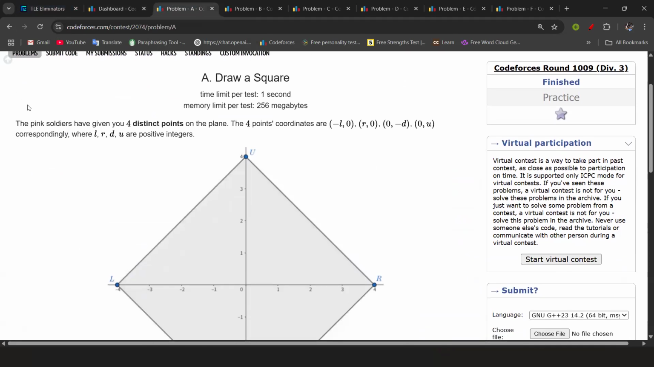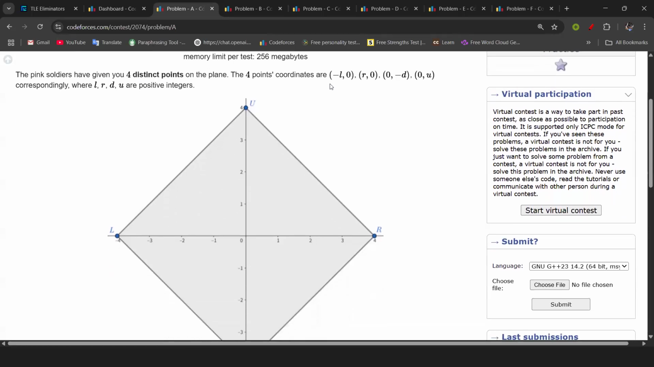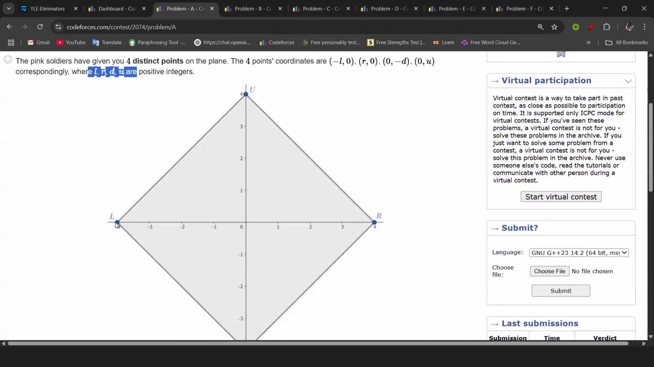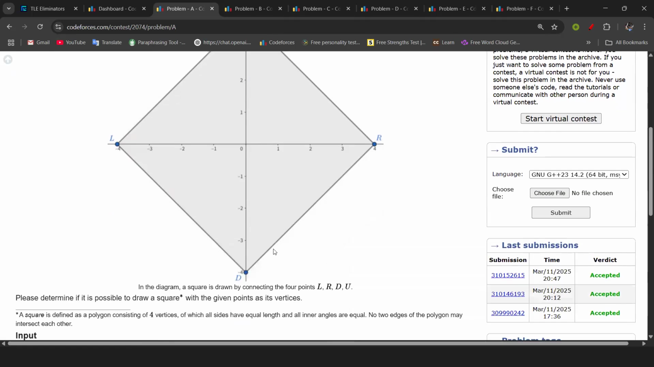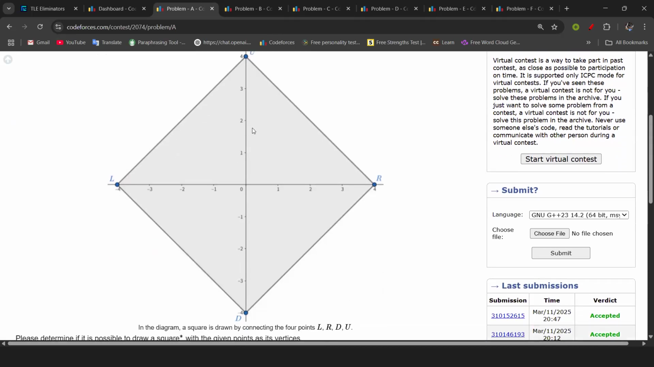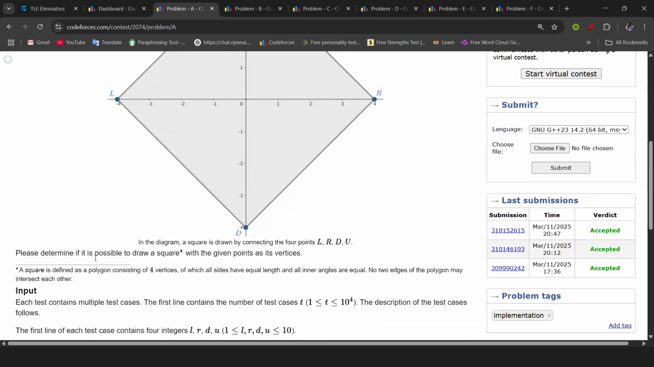In this problem, you are given 4 positive integers L, R, D, U, which represent 4 points: minus L comma 0, R comma 0, minus D comma 0, and U comma 0. With these 4 points, you want to form a square. You have to determine whether it is possible to form a square with these 4 points.